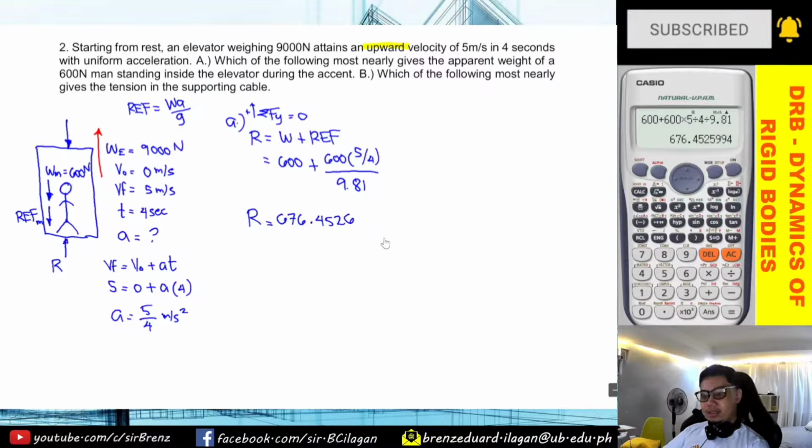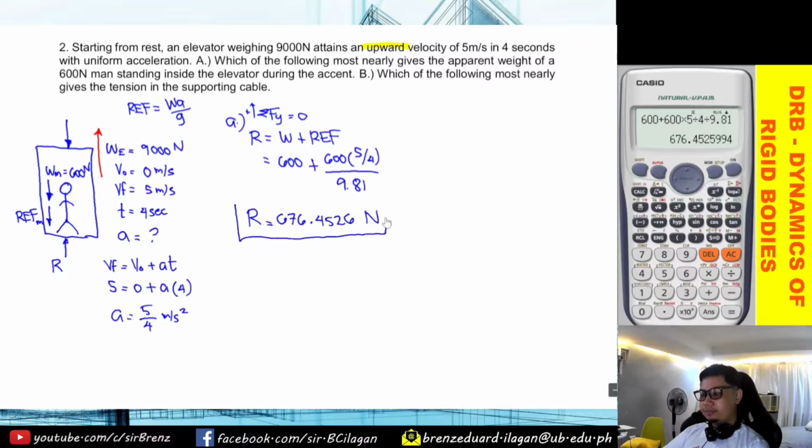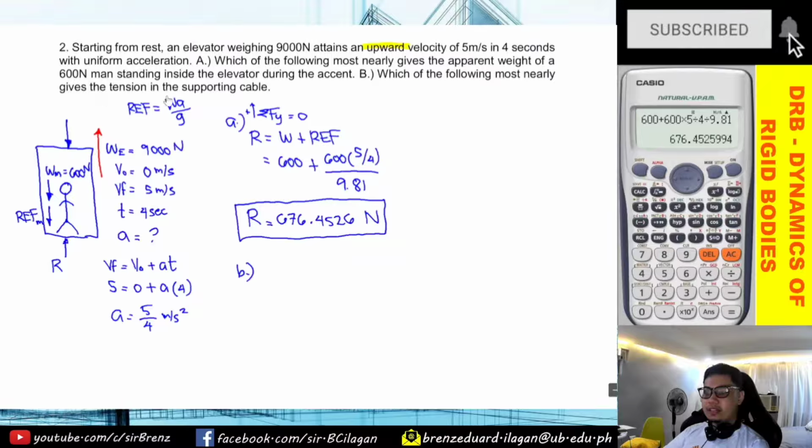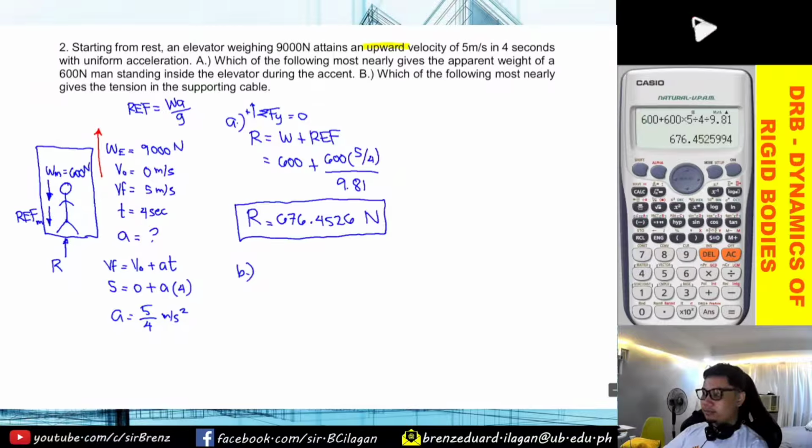46. So this is in Newton. So we have answered what was asked for letter A. Next, for letter B, which of the following most nearly gives the tension in the supporting cable? Okay? So, guys, so that we don't get confused, I'll just put this here at the side.